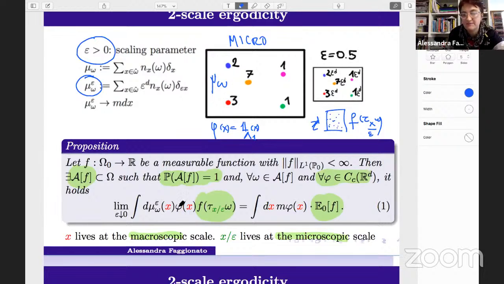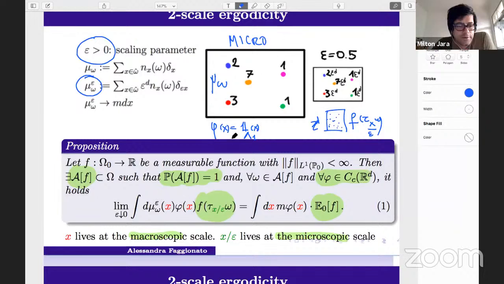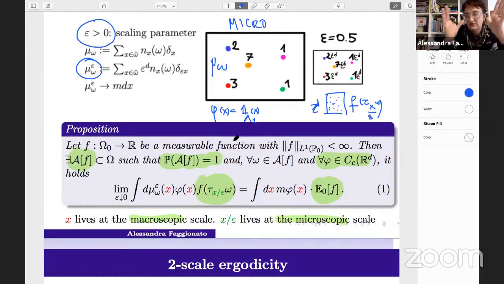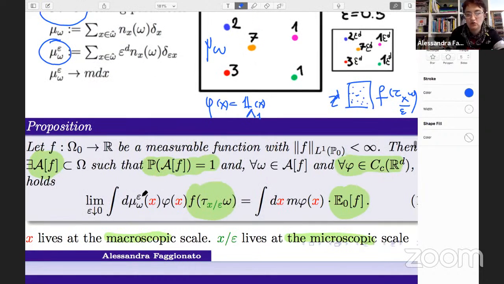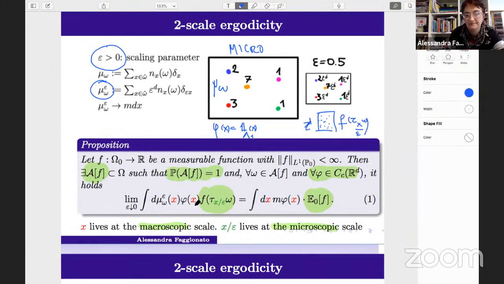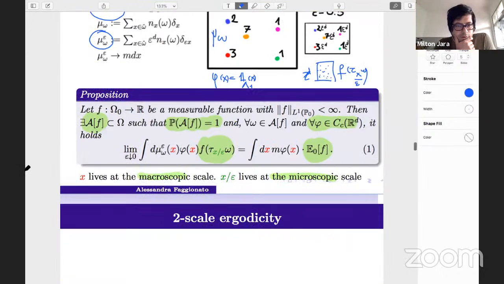Okay, it's a special case. I hope it's clear. Is it clear? Okay. So for a special phi, you have a Birkhoff theorem, when you average on a finite box. But indeed you can take something tuning in X and take the test function phi.